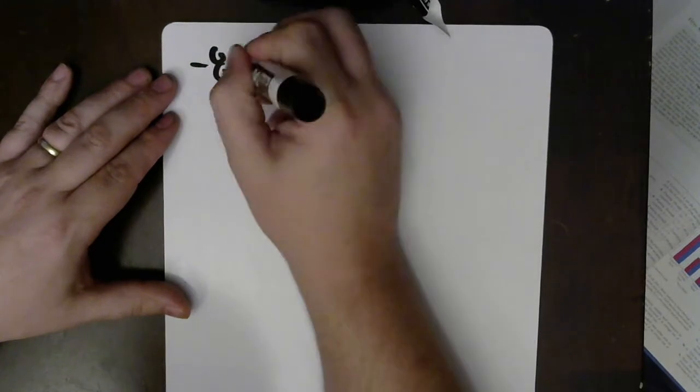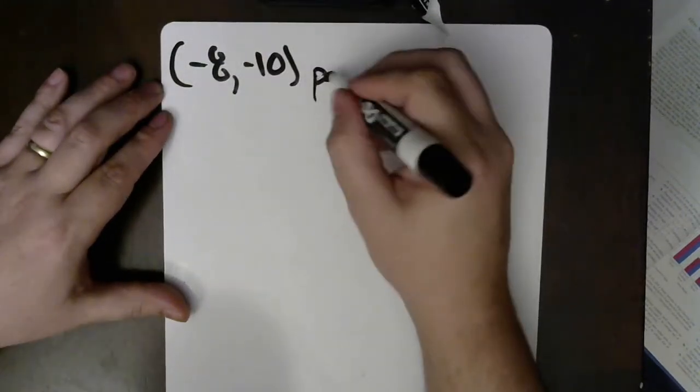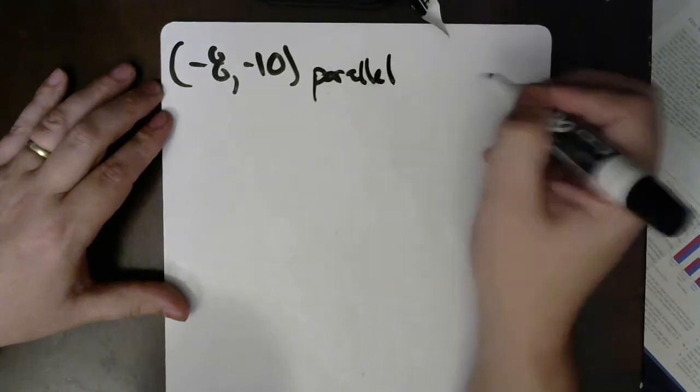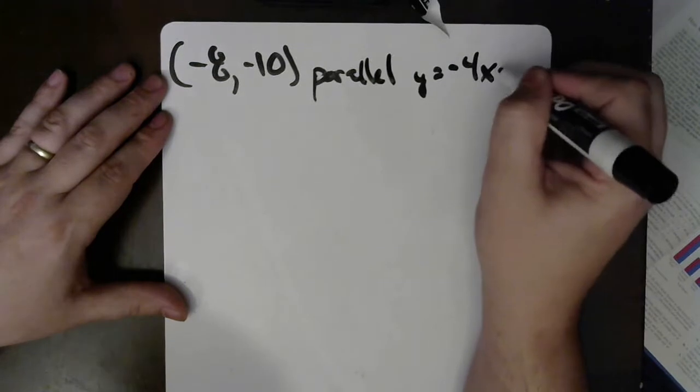Okay guys, so you have the handout right now, and we're going to do 3 problems together, and then I'm going to have you do some work on your own. In this case, we are going to make a line passing through the point (-8, -10), and it needs to be parallel to y equals -4x plus 3.